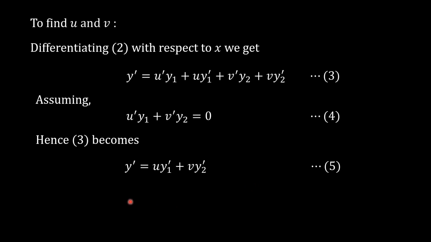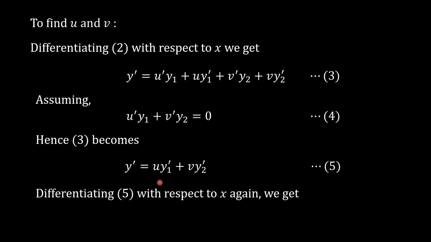Now, to get y double dash, we differentiate expression 5 with respect to x again, and we apply the product rule to these two terms. That gives us y double dash is equal to u into y1 double dash plus u dash into y1 dash plus v into y2 double dash plus v dash into y2 dash. We call this expression 6.